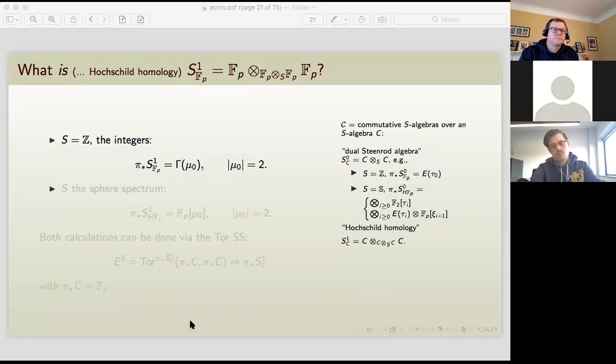So let's go from the dual Steenrod algebra to Hochschild homology, from the zero sphere to the one sphere. If we start with Shukla homology, then our ground ring is the integers. And instead of having an exterior algebra that we had from the zero sphere, we get a divided power algebra structure, and the generator is in degree 2.